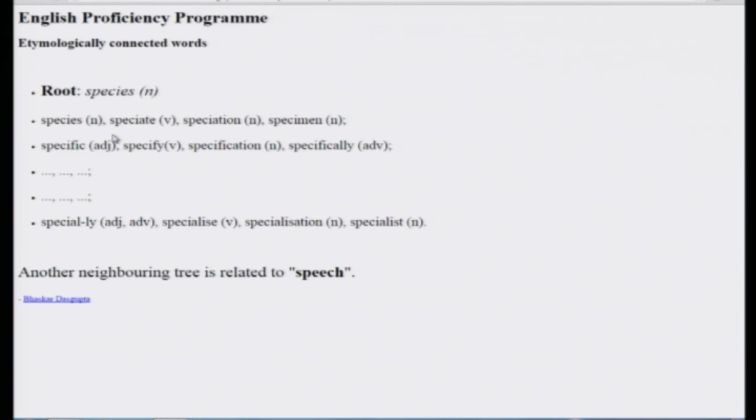Species, speciate, speciation, specimen, specific, specify, specification, specifically, specially, specialize, specialization, etc. These are part of a different tree. Okay? These are part of a neighboring tree. Okay? So, species.